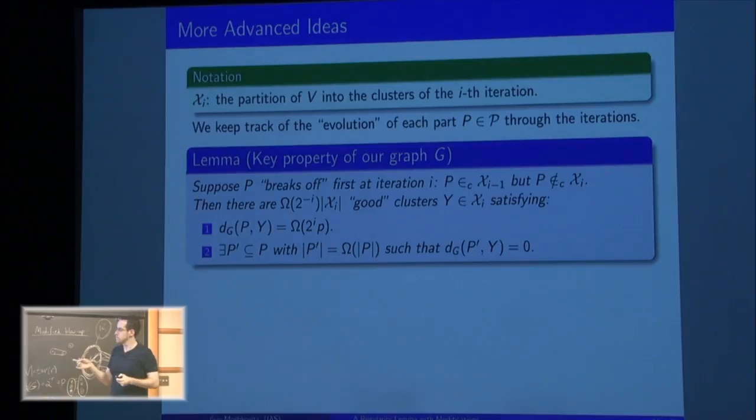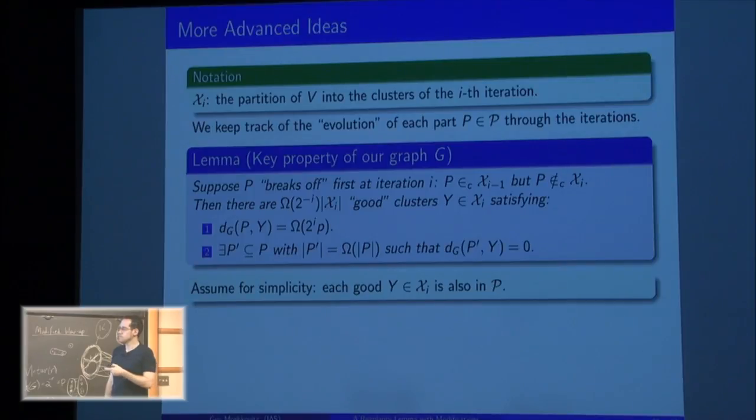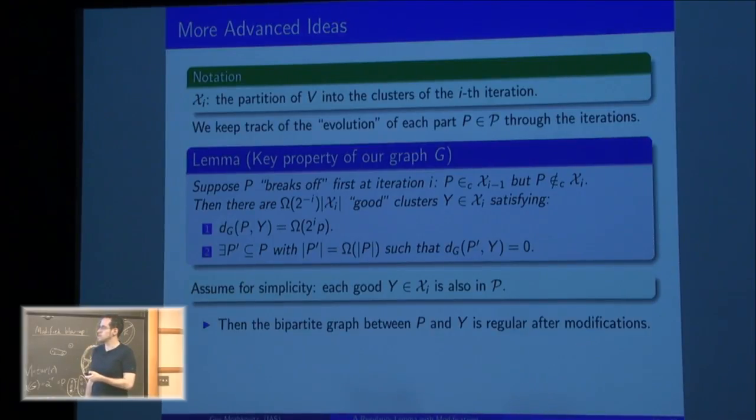So this is kind of technically involved. But once you have this key property, I will make one assumption for simplicity. I'm going to assume that each of those good clusters happens to be exactly a part of the partition that is supposed to be epsilon regular. This is not necessarily a realistic assumption, but let's assume that. Well, what can we say about the bipartite graph between P and Y?